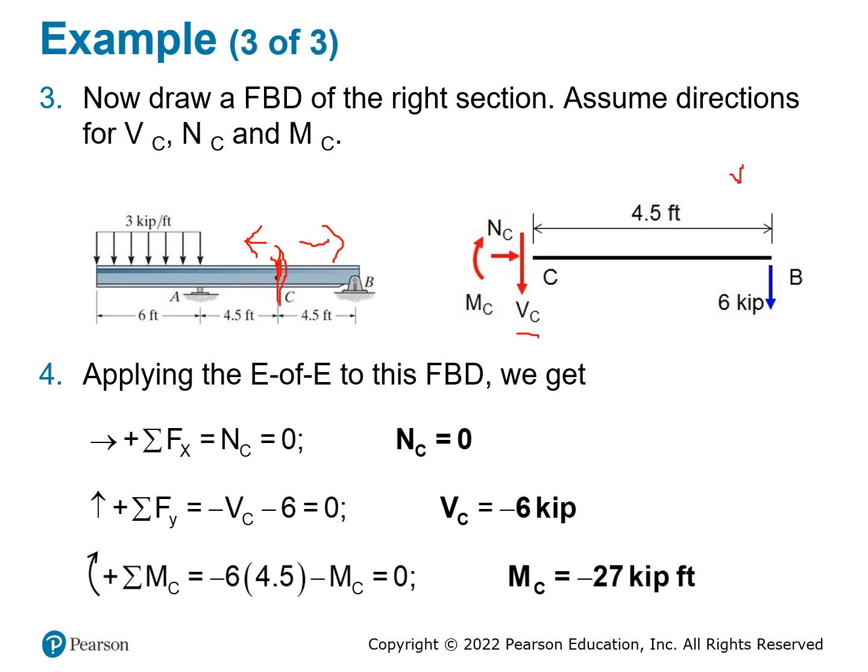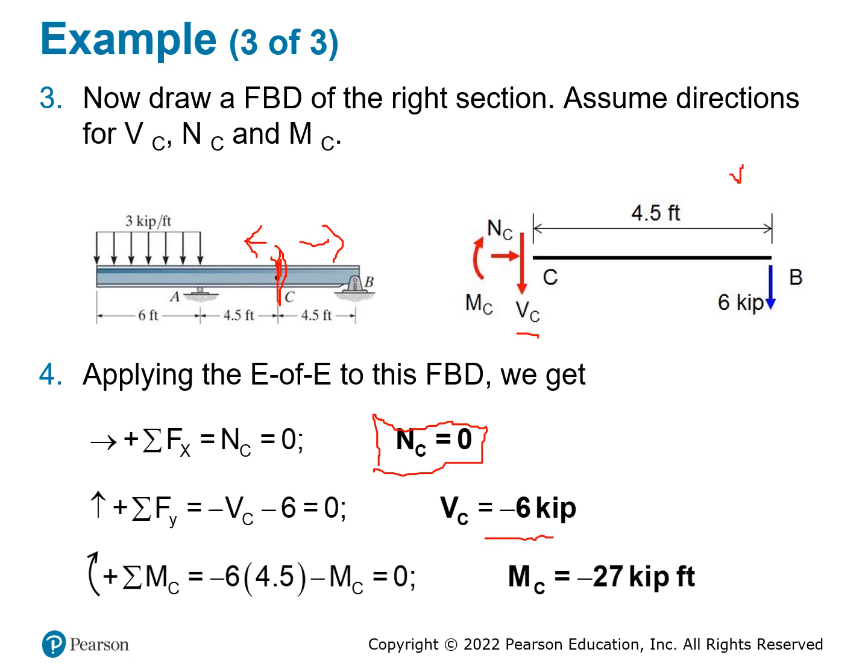To find the values, you use the equations of equilibrium. We look at the x direction. N sub C is the only force in the x direction, so N sub C equals 0. So we find the normal force at point C is 0. The second one, you sum the forces in the y direction. V sub C plus 6 kip equals 0. You get V sub C equal to negative 6 kips.